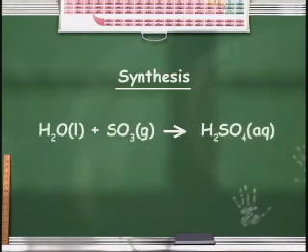This is also classified as synthesis because it follows the pattern of two or more simpler substances combining to form a more complex substance. In this reaction, water and sulfur trioxide combine to form hydrogen sulfate, or sulfuric acid. Because sulfur trioxide is a common pollutant, can you see how acid rain forms?